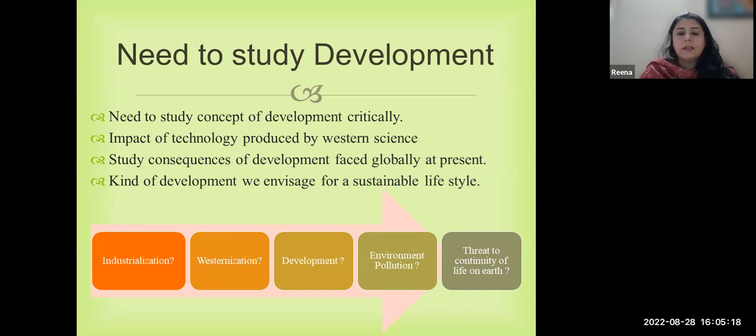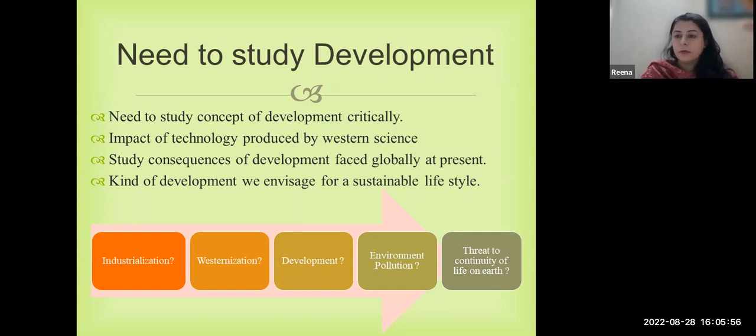development that is taking place haphazardly by Western science, and how these consequences of development are being faced globally at present, and what kind of development we envisage for a sustainable lifestyle, so that we can all move on to the kind of development which can ensure sustainability in our ecosystem. So basically, what is industrialization, what is westernization, what is development, how development is causing environment pollution, and how it is a threat to the continuity of life on earth.